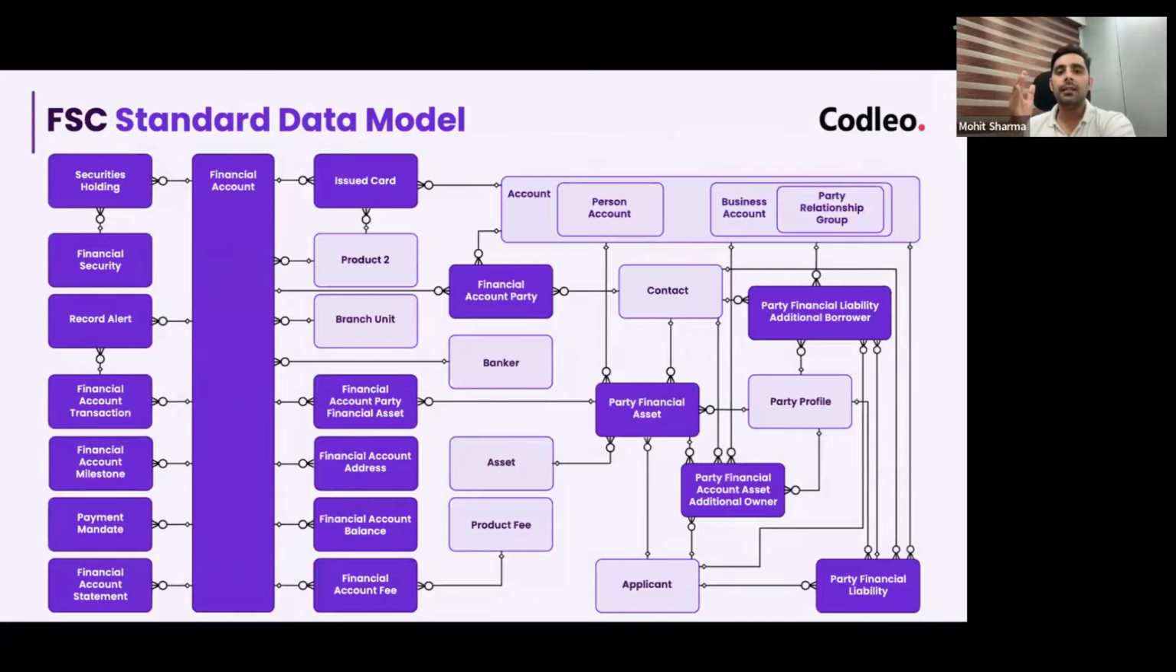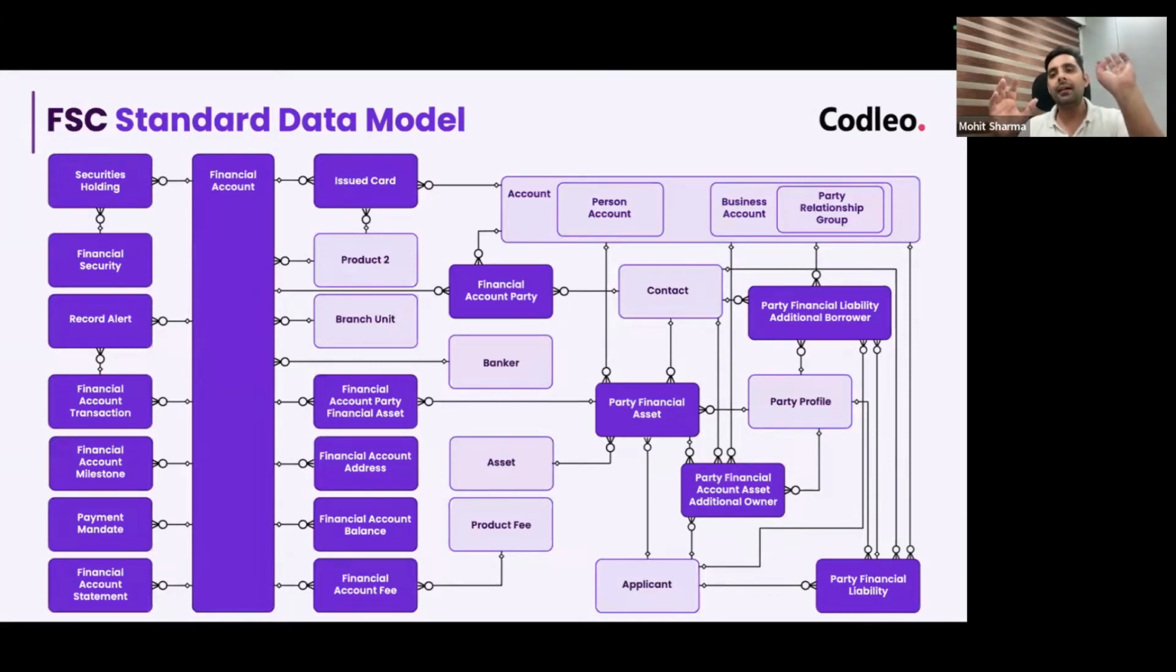So with the FSC, there is a standard data model as well. Here we have again divided it into two pieces. On the left-hand side, you have your financial accounts, your securities, which I was talking about, your security alerts, your transactions, your account milestones. If your account has reached this milestone, what is the next milestone which we are planning, or which we need to take care of? So milestones, your payment mandates, your account statements, each and anything can easily be managed with that.